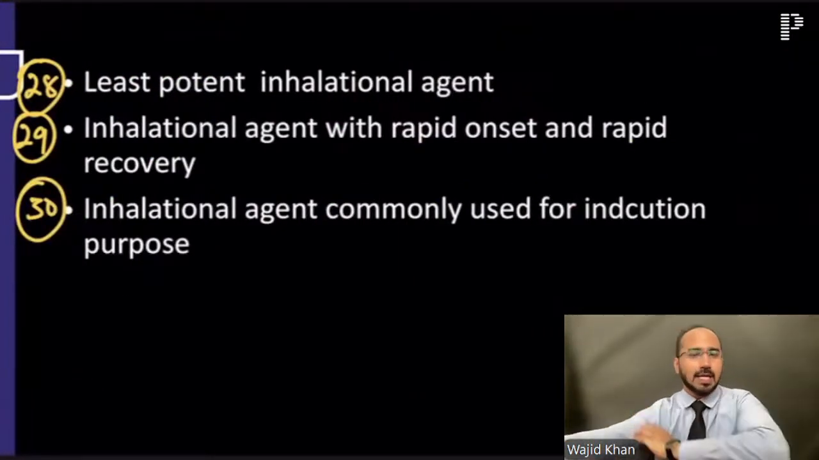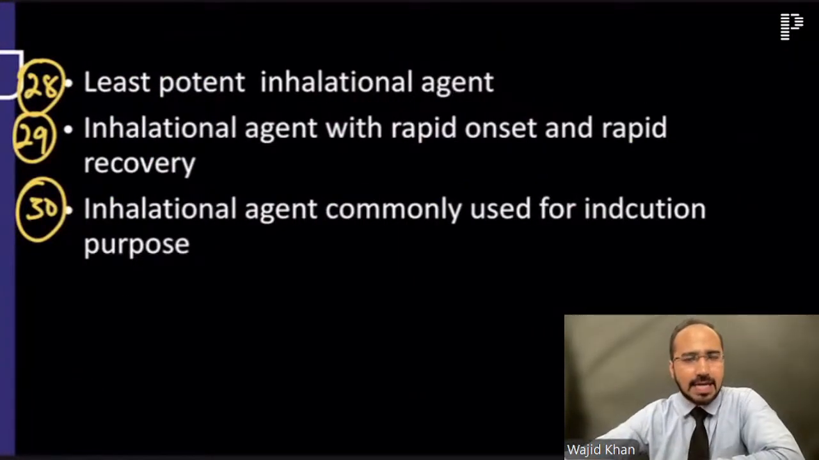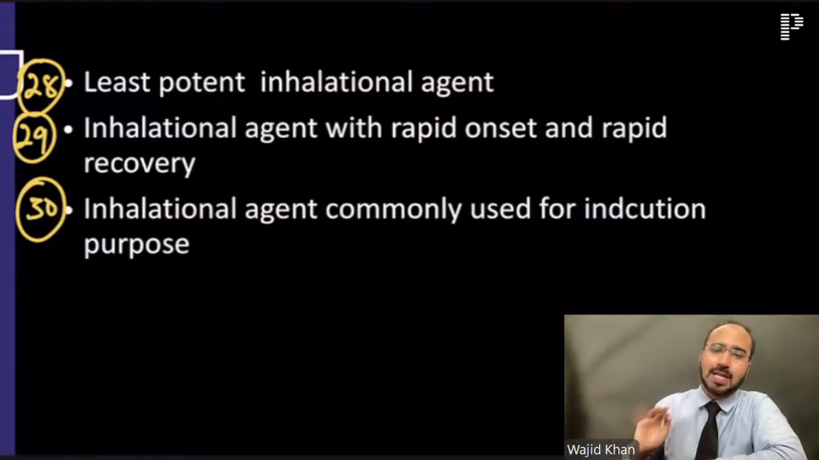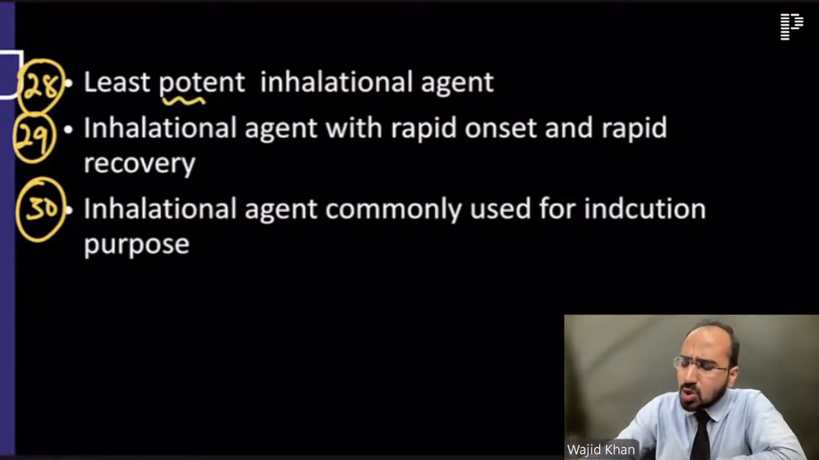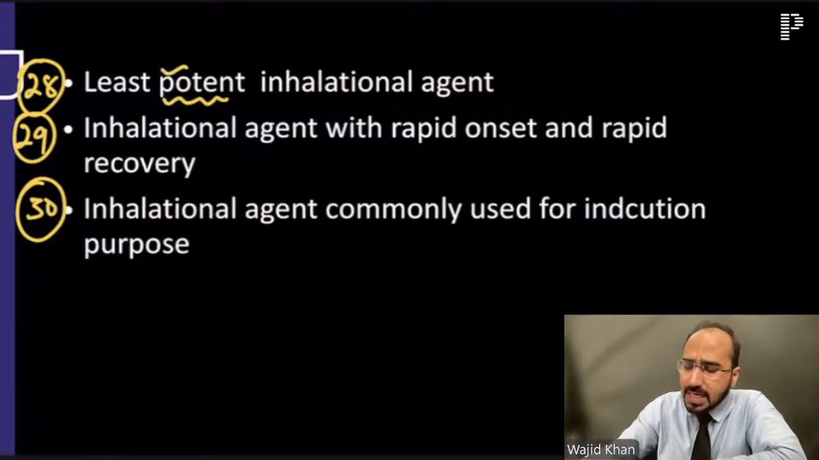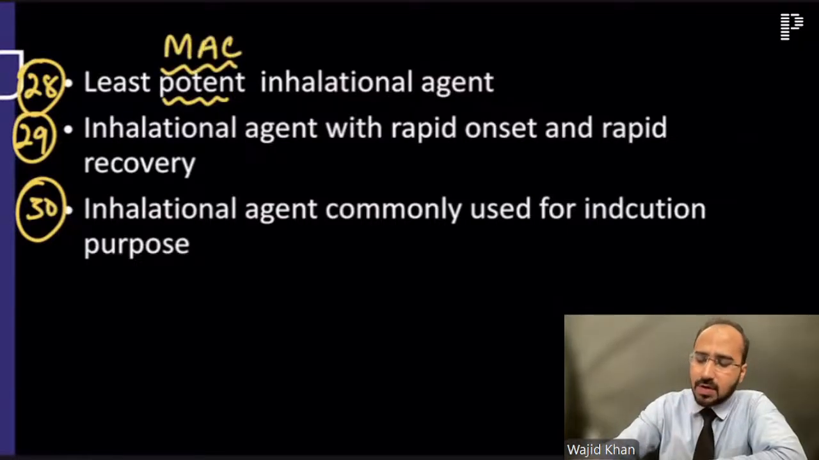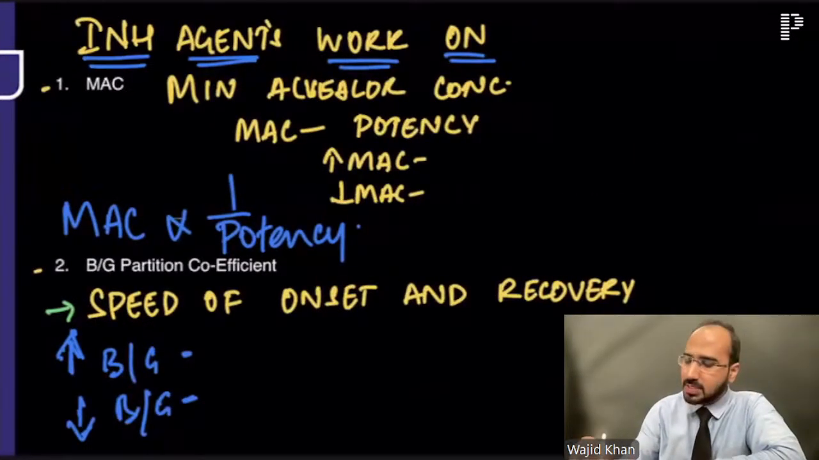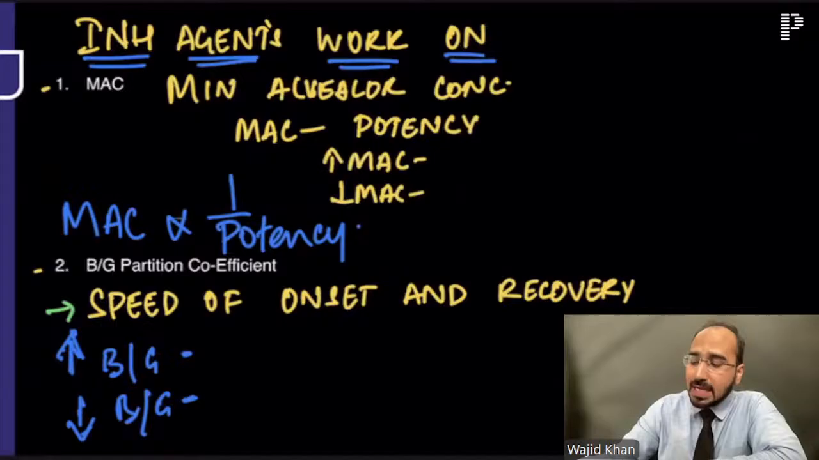Next, coming to the inhalational agents. Now remember, guys, in anesthesia, the work of the inhalational agent is to maintain the patient in an unconscious state. He is asking you about what? Which is the least potent inhalational agent? How will you know that your inhalational agent is least potent or most potent? What indicates the potency? MAC indicates the potency. What is MAC? Minimal alveolar concentration.